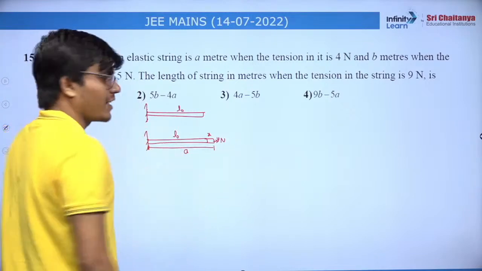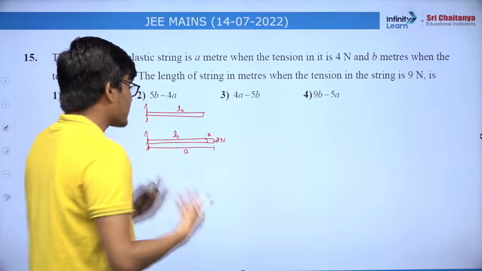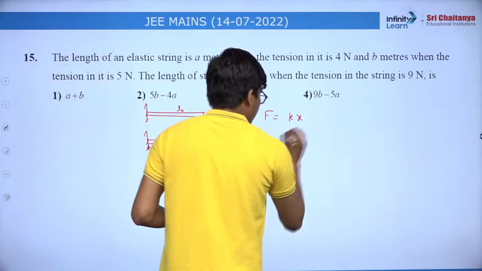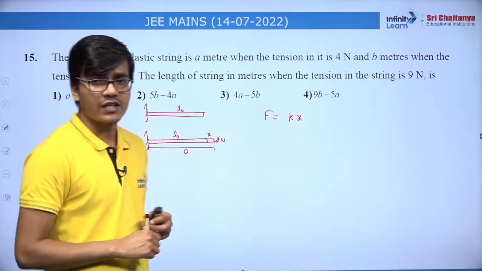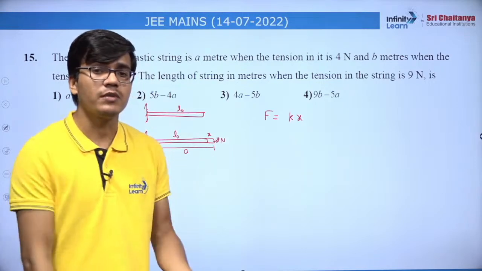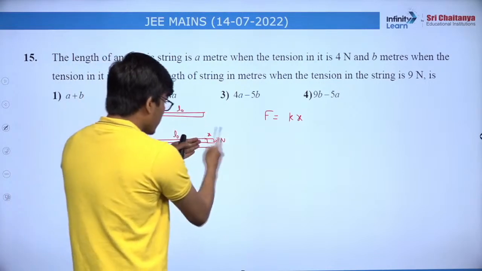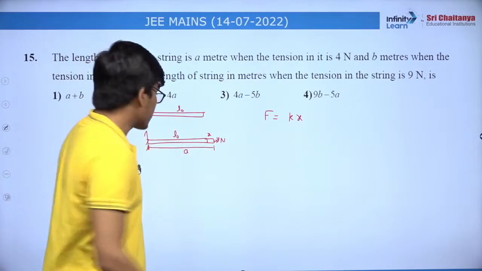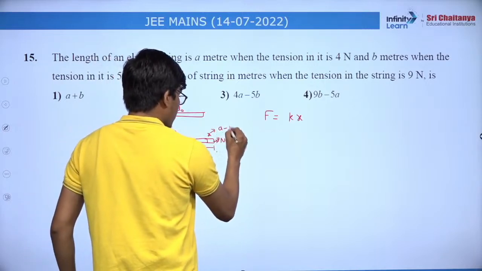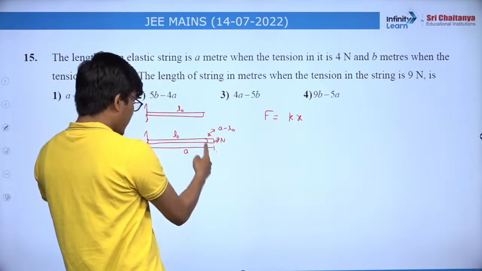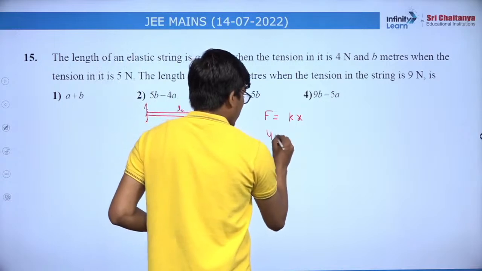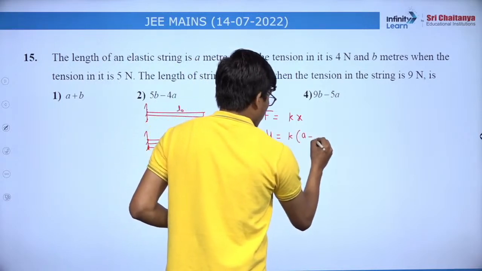Total length is a, and in an elastic string or a spring, you know that the force is equal to kx. What is x here? X is not the length of the string, x is the extension measured from natural length. So from natural length the extension is x, total is a, and this is L0, so x will be a minus L0. So I can write 4 Newton is equal to k times (a minus L0).